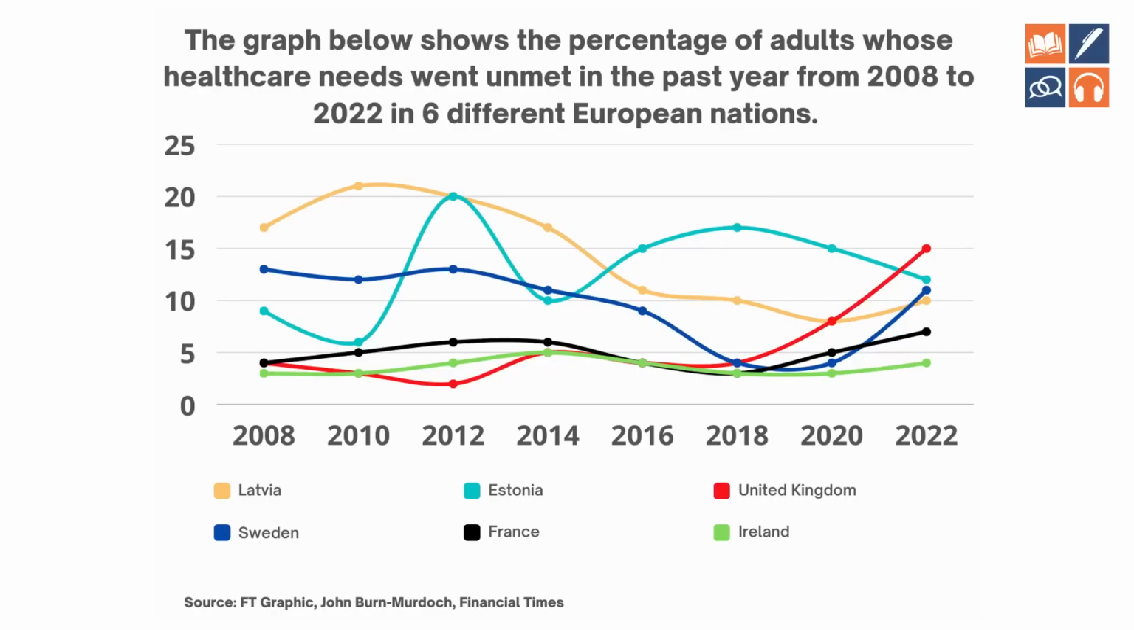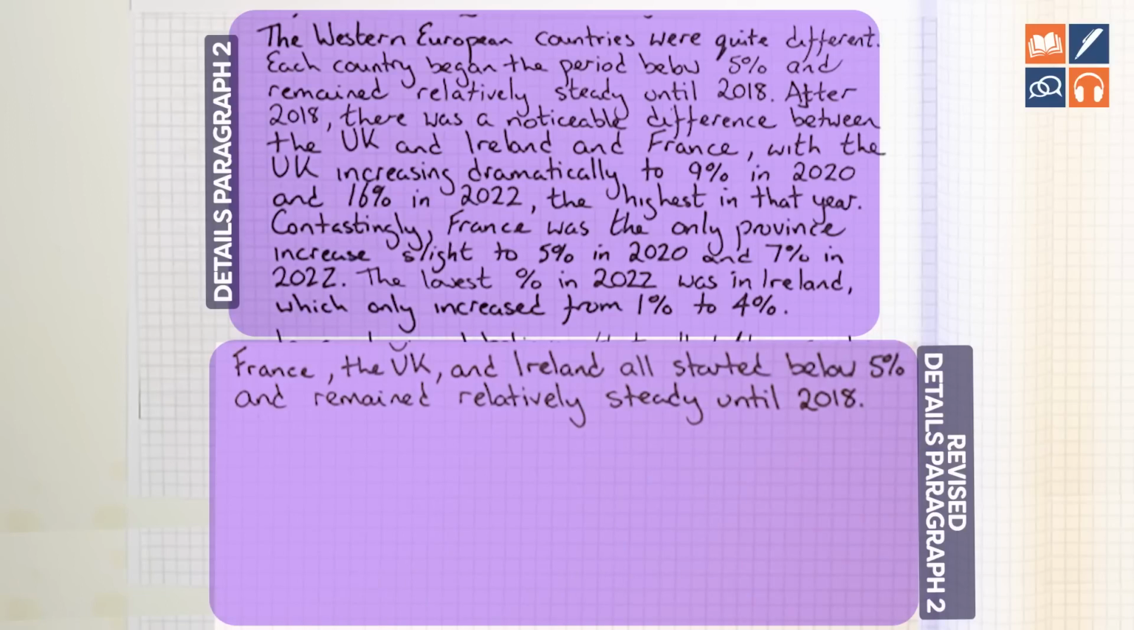And if we divide it into 2 kind of windows or 2 chunks, so this time period is quite boring. Nothing's really happening. There's just slight variations. It's quite steady. But this period, things start to happen. So that's exactly what we want to write about. So France, the UK, and Ireland all started below 5%. So what we're not going to do is say France started at 5% and then write lots of stuff about France. And then the UK started at 5% and then Ireland started at 5%. So we don't have time to do that.